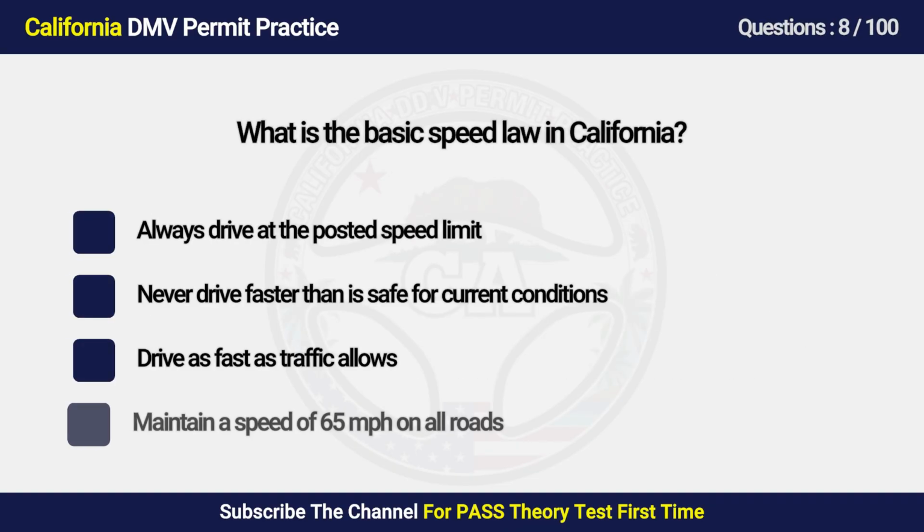Question 8. What is the basic speed law in California? A. Always drive at the posted speed limit. B. Never drive faster than is safe for current conditions. C. Drive as fast as traffic allows. D. Maintain a speed of 65 on all roads.